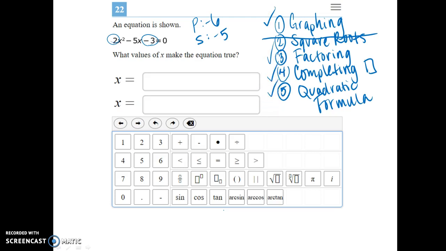Completing the square and quadratic formula work for every quadratic, including graphing. So we could go ahead and try to factor it and solve, or I can show you how the Desmos calculator will immediately give you your solution.